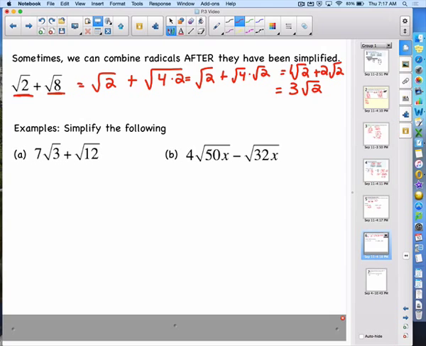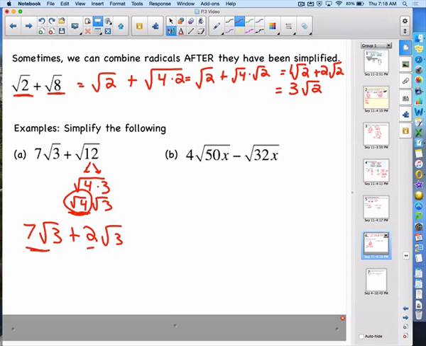Okay, so in the one here on the left, this 12 is the one I can fix up a little bit. 12 can split into 4 times 3, and square root of 4 is a perfect square. So this original problem turns into 7 square root of 3 plus 2 square root of 3 after I take the square root of 4 that I split apart. Now I can combine them. 7 plus 2 gives me 9 times the square root of 3. And then the one on the right.